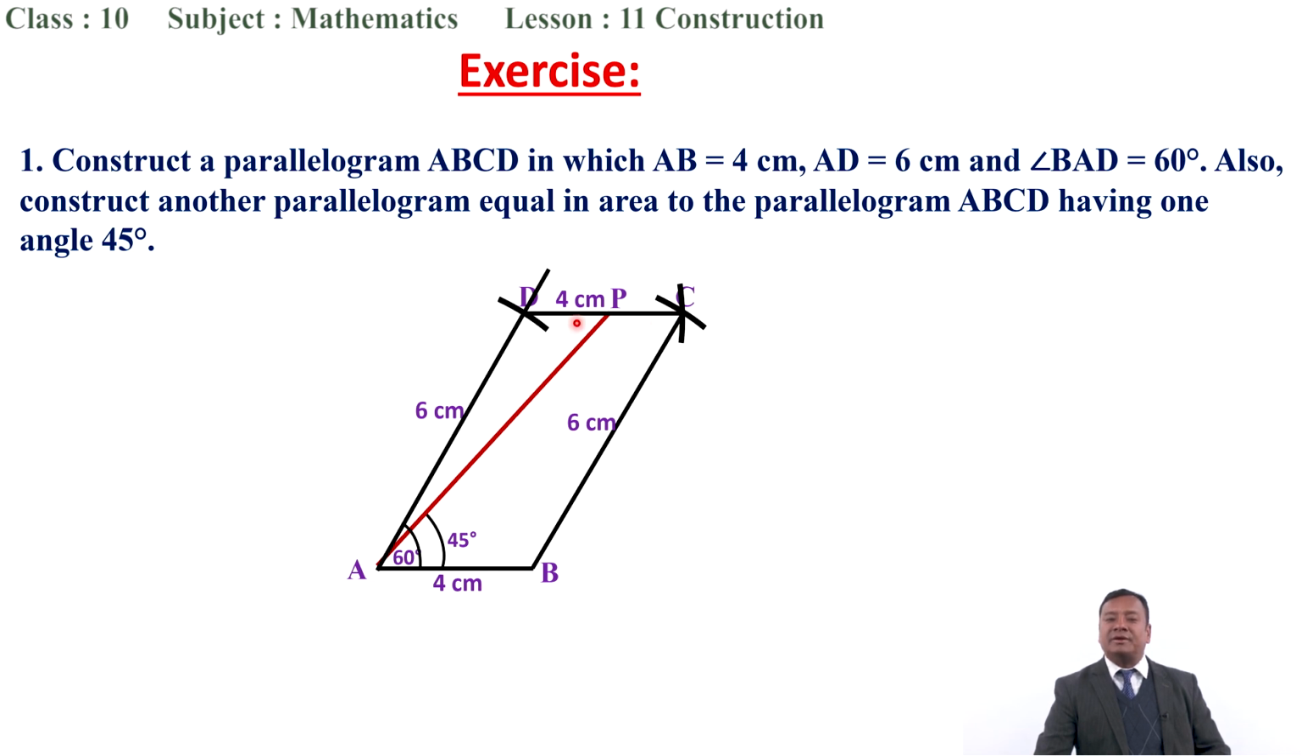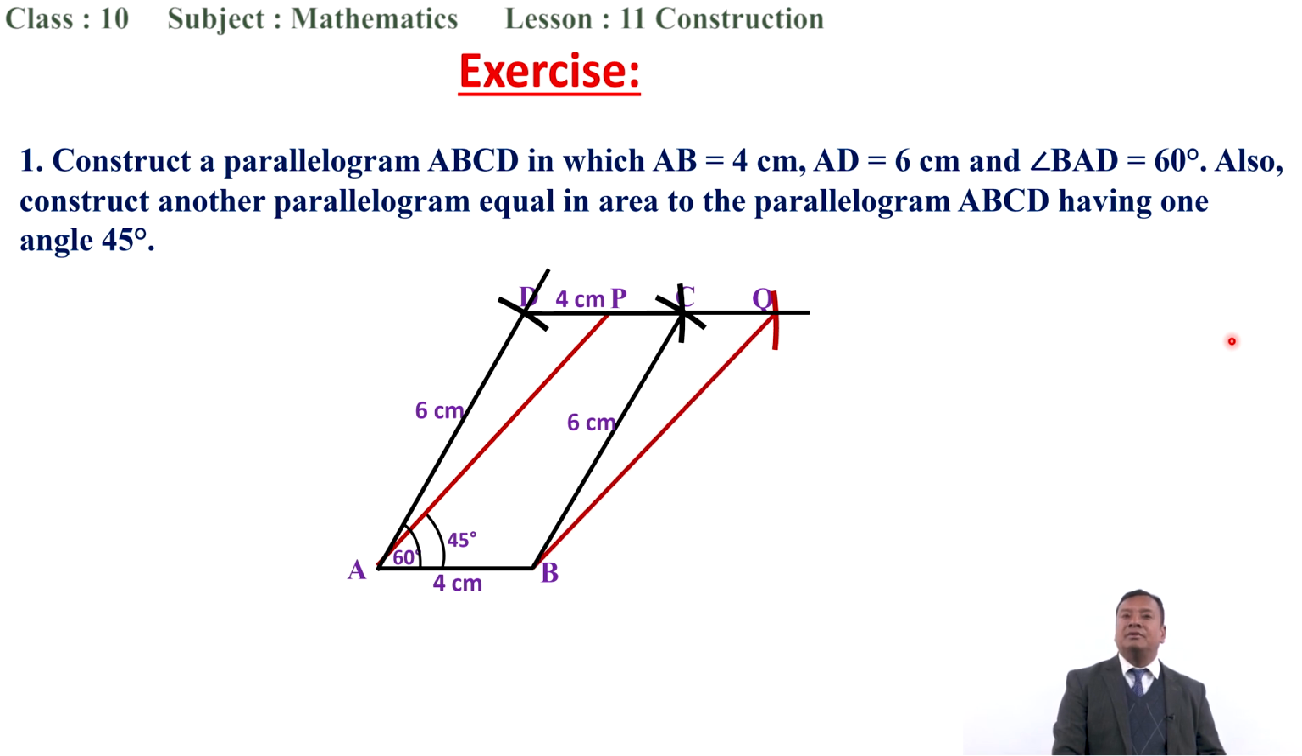But you can see this DC is not sufficient to cut 4 centimeter from the point P. So we have to extend DC at first. You can extend the line DC with the help of a ruler, okay? And then from P cut off 4 centimeter, right? You can name it Q. Then join B and Q.